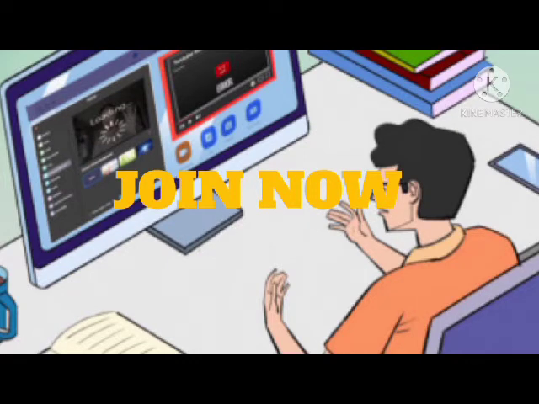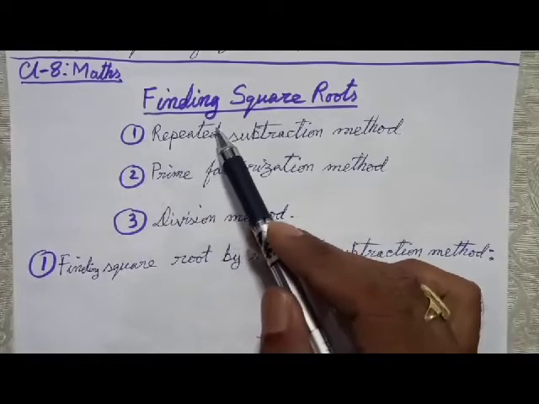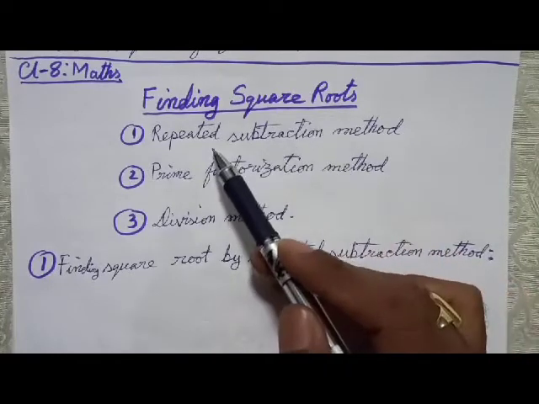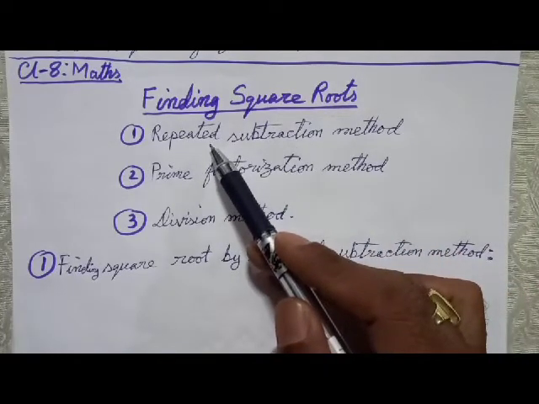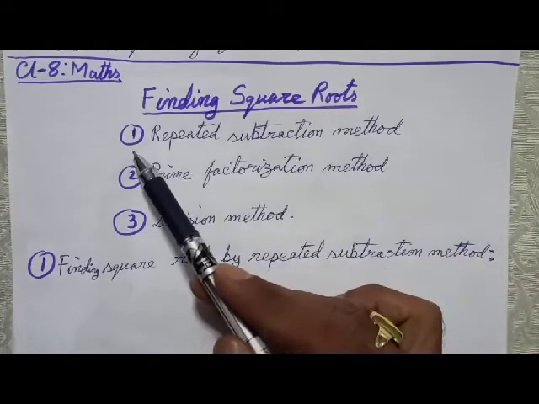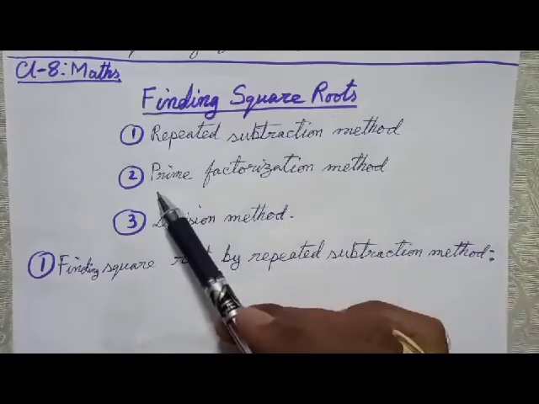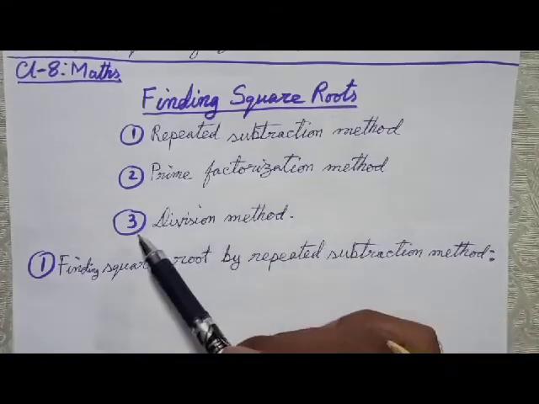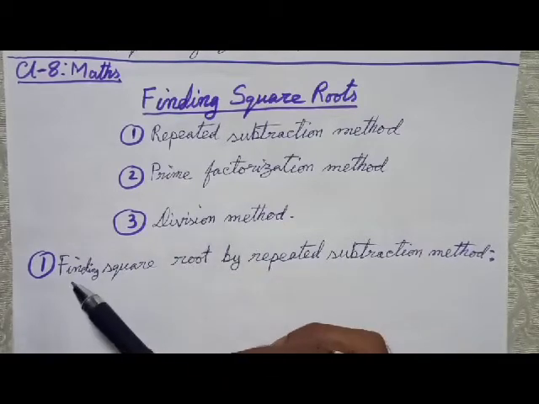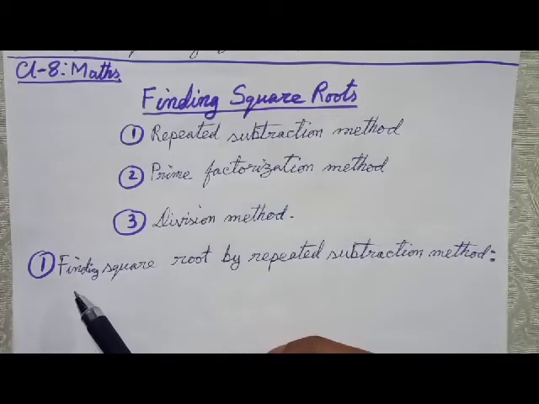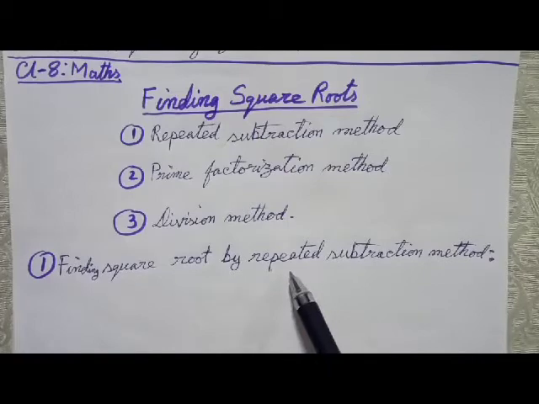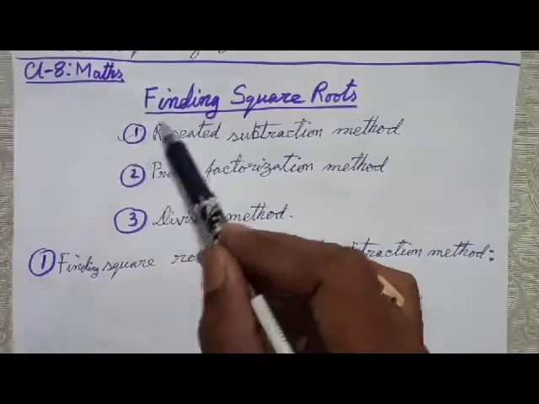In the last session, we have learned part 2 of chapter number 6, square and square roots. Today, let us learn part 3 of chapter number 6, finding square roots. There are three methods to find out square roots. The first one is repeated subtraction method, second one is prime factorization method, the third one is division method. Now, let us discuss finding square root by repeated subtraction method, this first one.